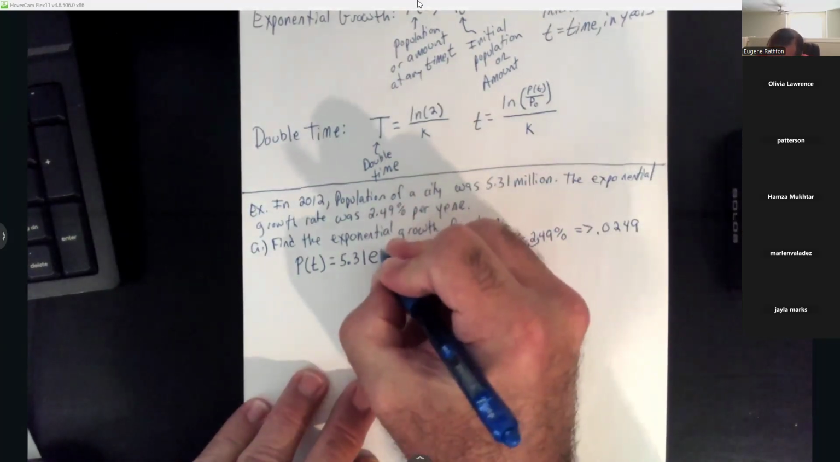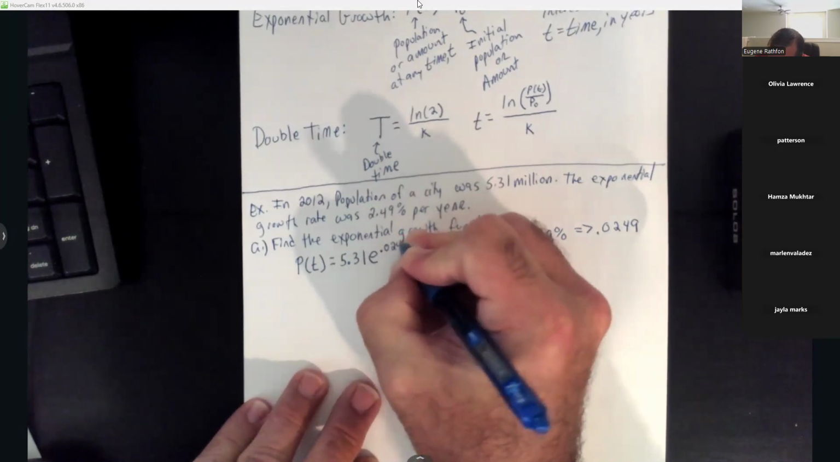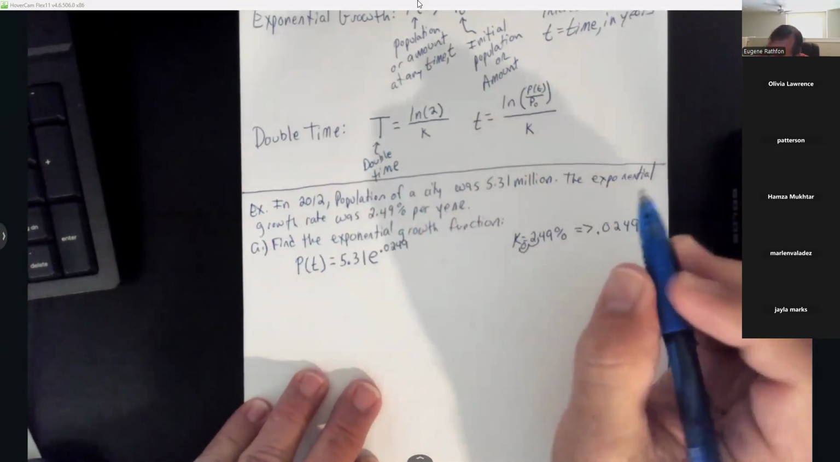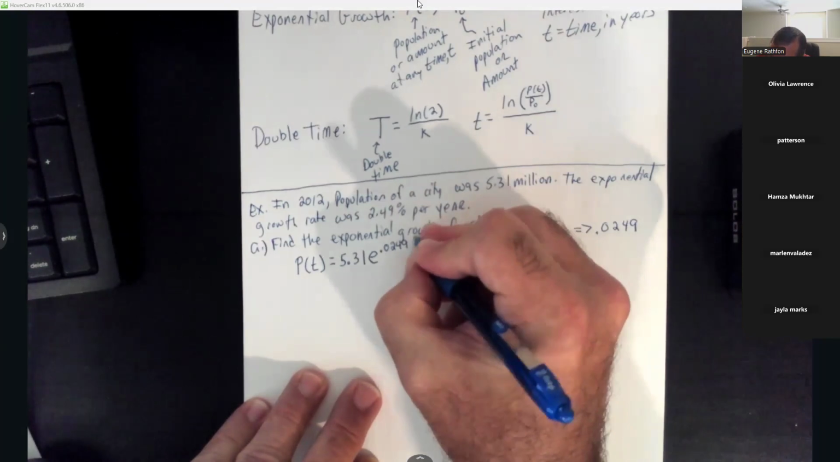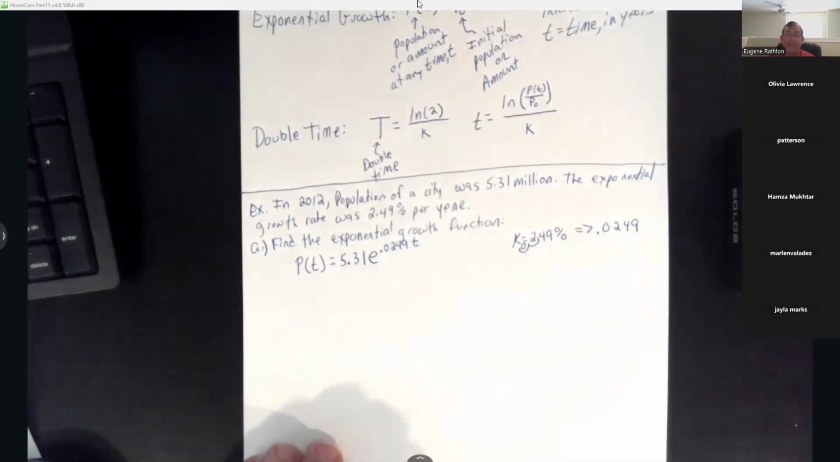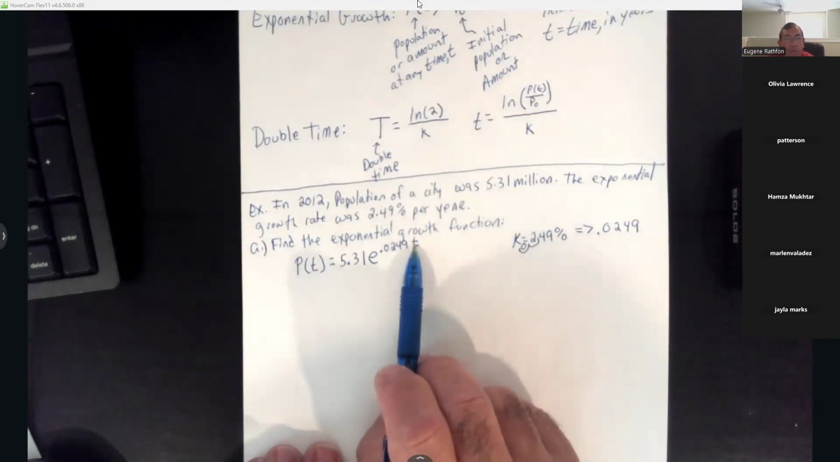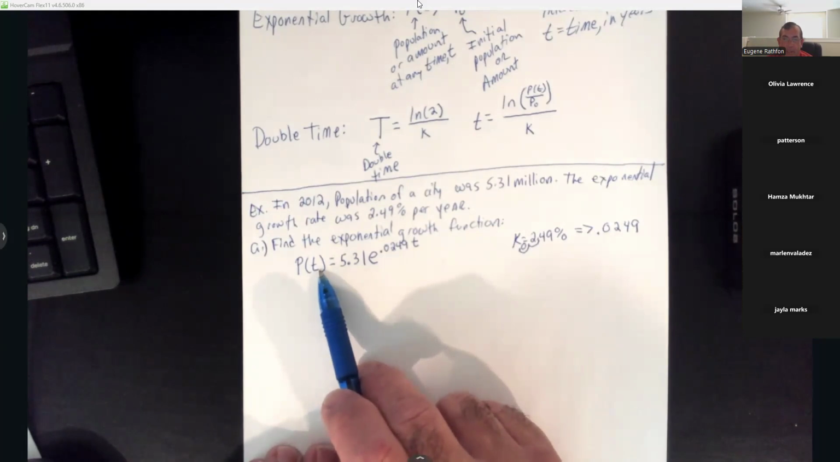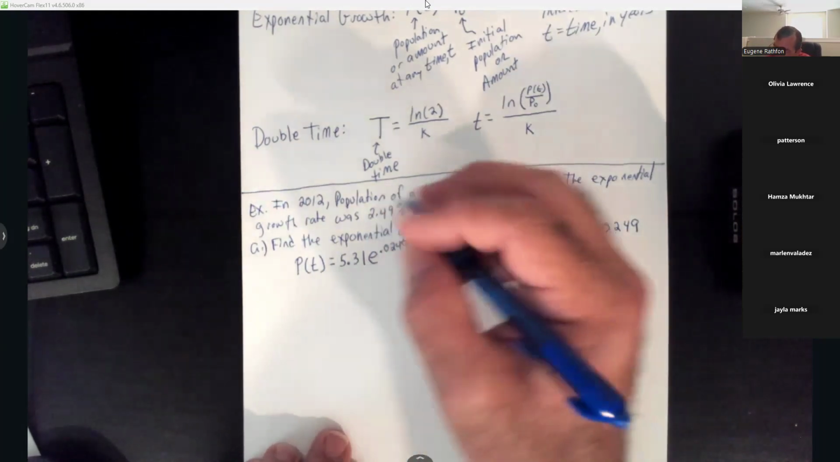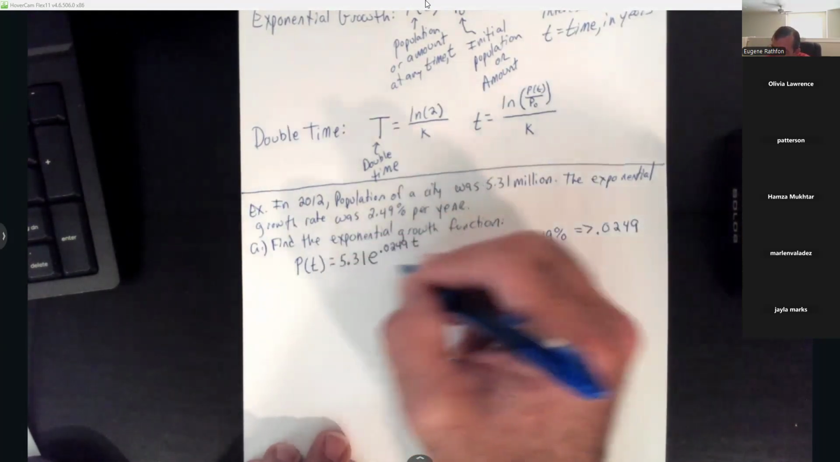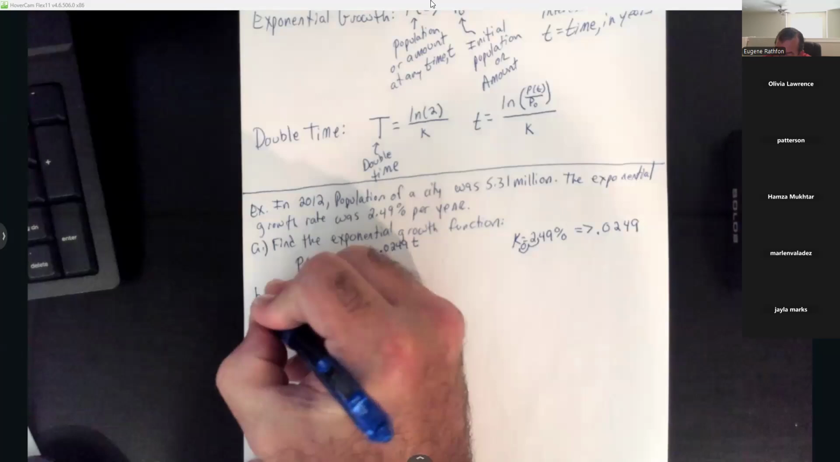So y'all, that'll be 0.0249 times T. So if I knew how many years you want me to look at, I can plug in for T, work my formula, and get my new population, okay? So y'all, this is what they wanted in MathLab for A.